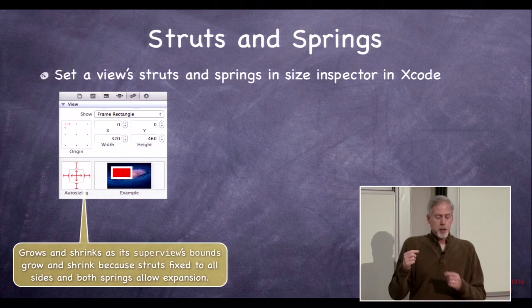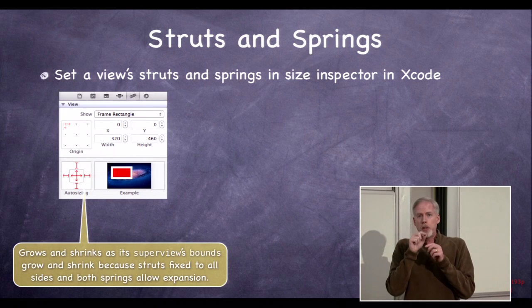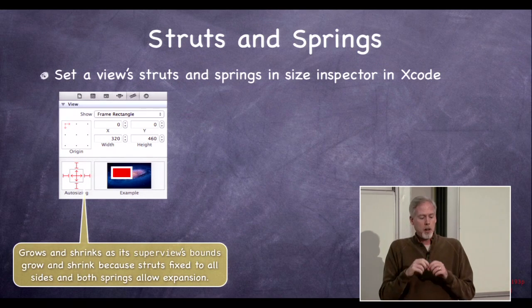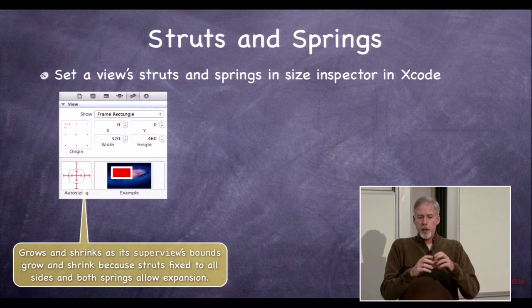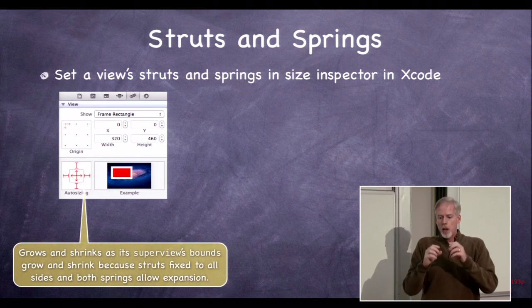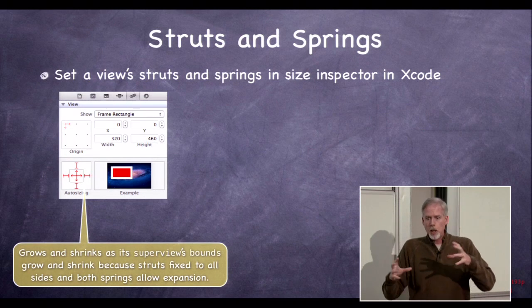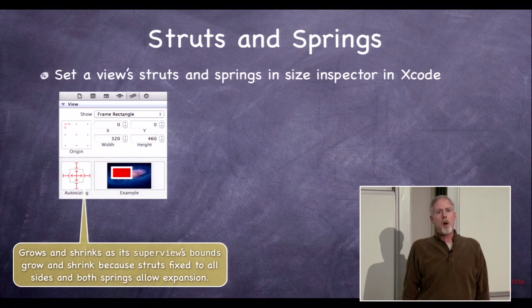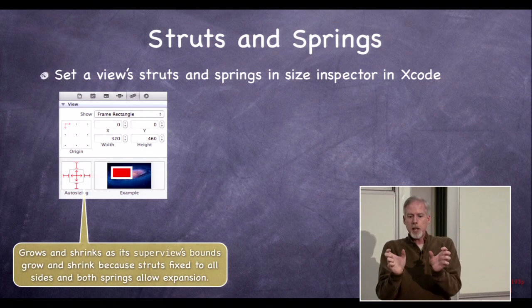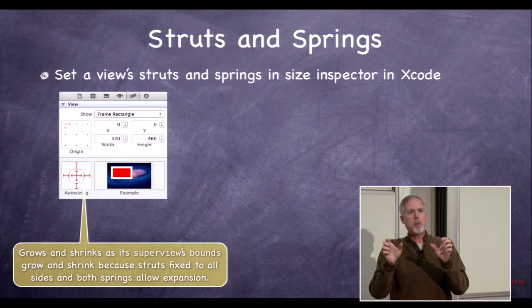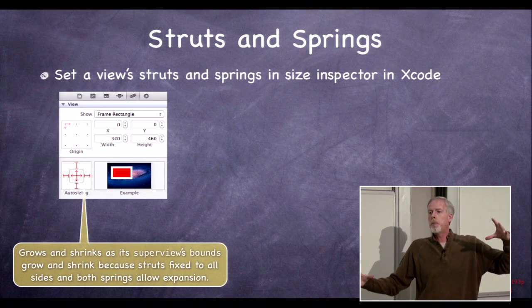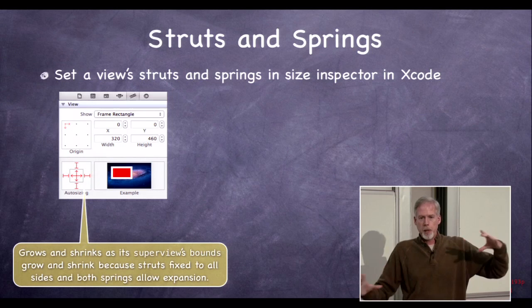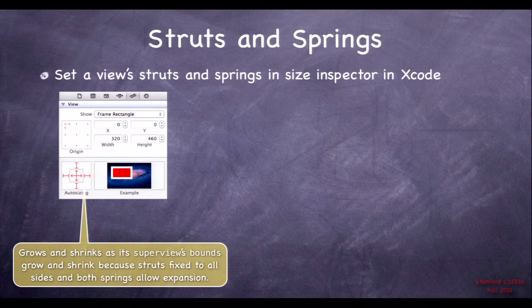This one, the springs are in both directions in the middle. There's only two springs, vertical and horizontal. They're both on. So when the super view changes size, our view that's being inspected here will also change size in both directions. All four struts are also on, so that means it's going to keep the same distance to the edges of its super view. So in other words, as the super view gets bigger and smaller, our view is going to get bigger and smaller. Understand this setting?